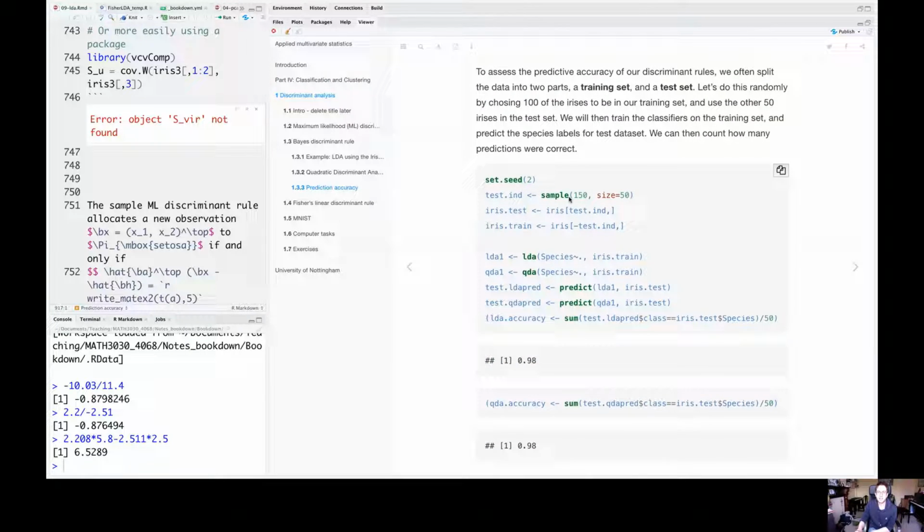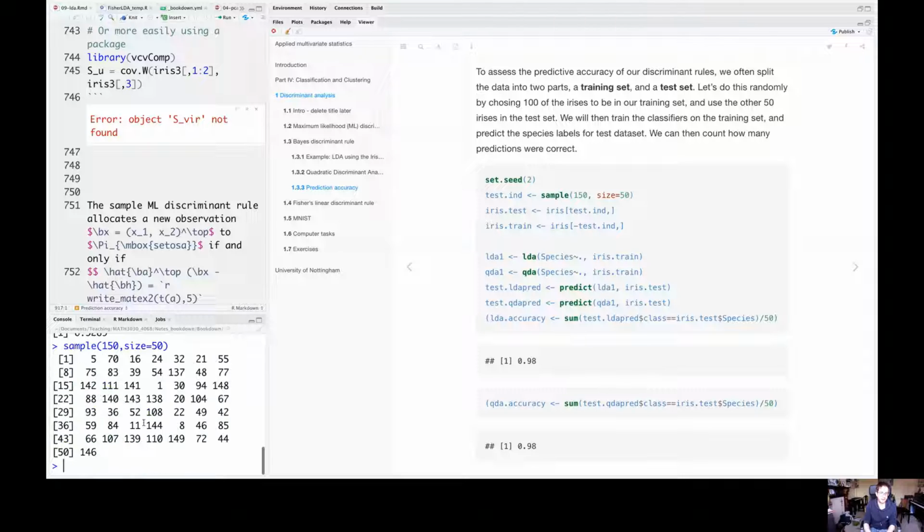So what have I done here? I've randomly sampled 50 points from 1 to 150. Okay. So if we do this, sample 150, size equals 50. Okay. I get 50 integers between 1 and 150, and they're going to be my index. So I'm just going to pick out the rows of the iris data set that are given by these indices. I'm going to call that my test data. I'm going to get my training data by having all the other data points. So if I do minus these integers, I get all the other rows, sorry, the ones I missed out.